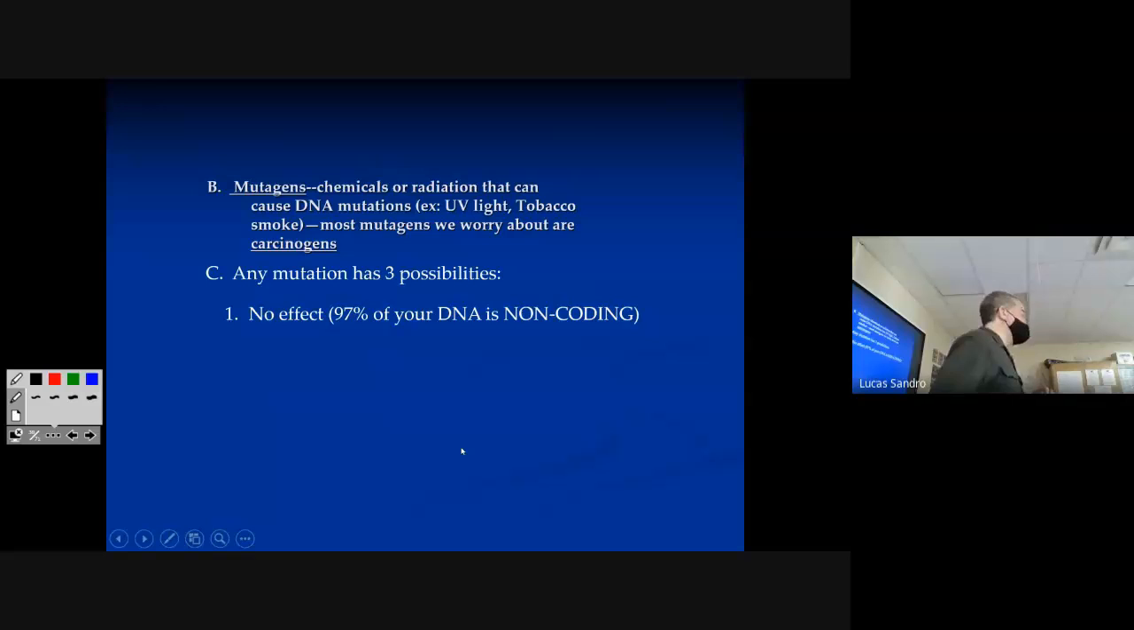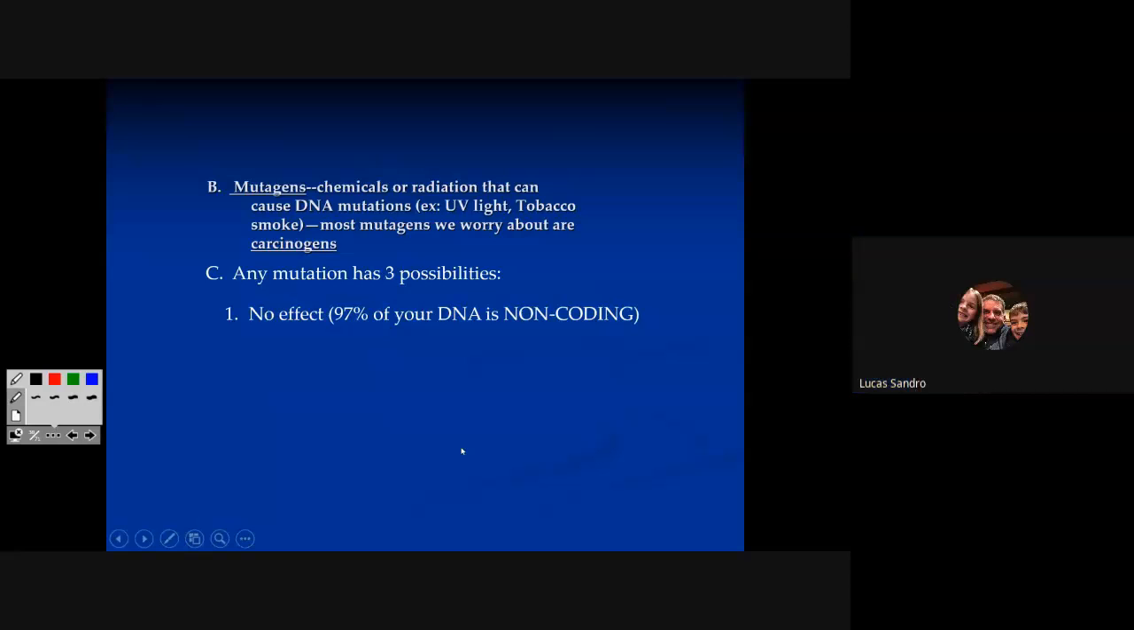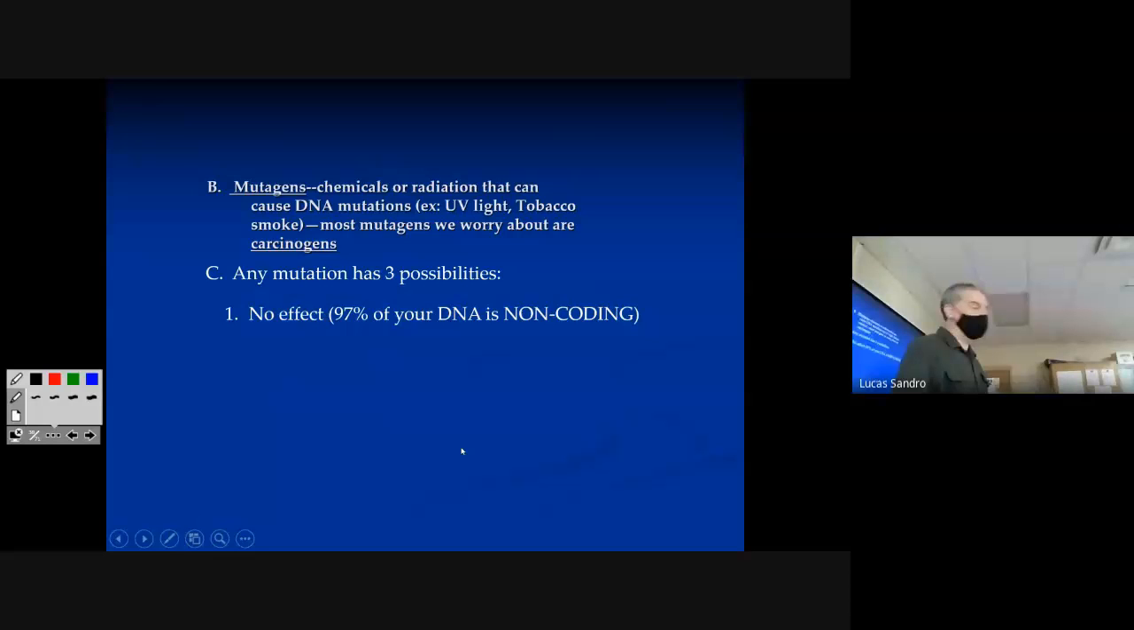But more importantly, genes are spaced out with usually thousands and thousands of nucleotides in between. There's a lot of spacer DNA that we kind of didn't know what to make of at first. We'll talk about what it does on Monday. It turns out it is not just junk DNA like we thought it was. So no effect is the most common.